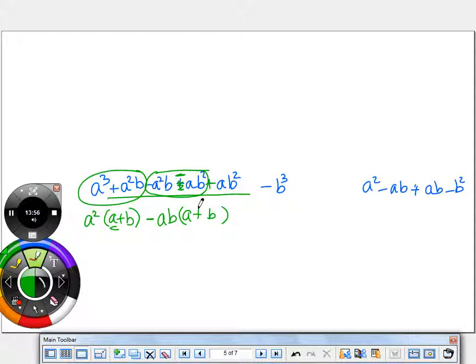All right, now I'm going to move on to the last 2 terms. What do they have in common? B squared.